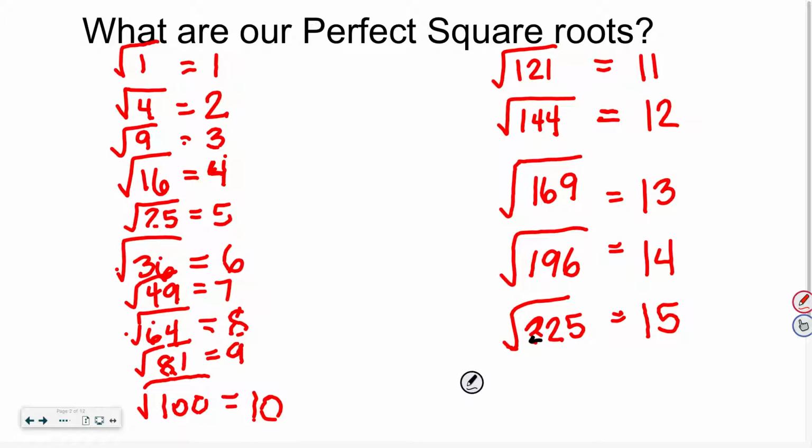Okay, let's be even more specific. Let's talk about a different square root. Let's say the square root of 2. Is the square root of 2 a perfect square root? So the square root of 2 is not a perfect square root. Why is that one not perfect, but these 15 are?